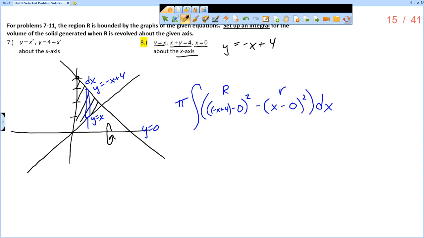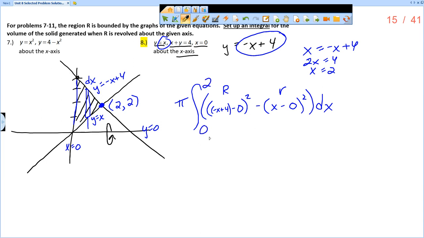But now we need to integrate from left to right. Furthest left is x equals 0, to furthest right, whatever this intersection point happens to be. So now I need to figure that out. I set y equals x equal to y equals negative x plus 4. So x equals negative x plus 4. I add x, so I get 2x equals 4, so x equals 2. So this point is 2 comma what? Well, it would be 2 comma 2, because y equals x. And so we're going to integrate from left to right, which is 0 to 2. These are x values.